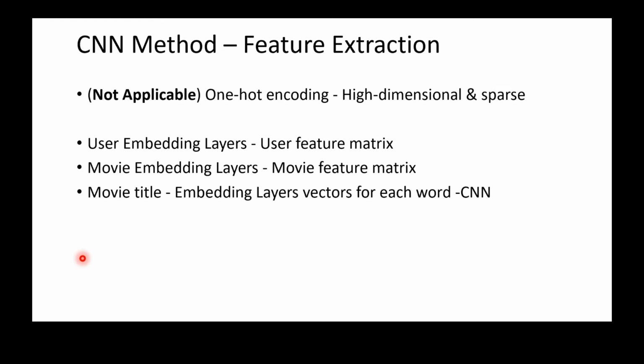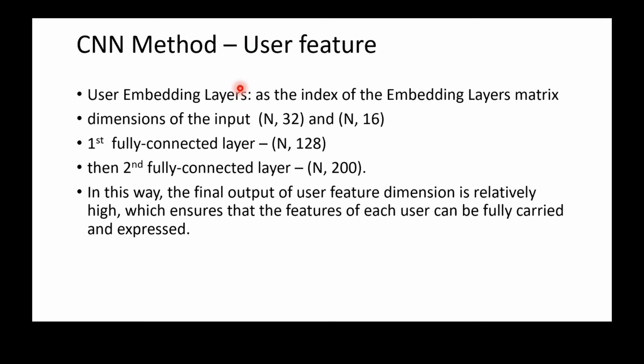In the feature extraction, for the category variables we can use one-hot encoding, but for user ID and movie ID, it will cause high-dimensional and sparse problems. So we use embedding layers to do feature extraction. For user feature, we use the user ID as the index of the embedding layer matrix. And through two fully connected layers, the output of the user feature matrix is an n by 200 matrix. In this way, the final output of user feature dimension is relatively high, which ensures that the feature of each user can be fully carried and expressed.